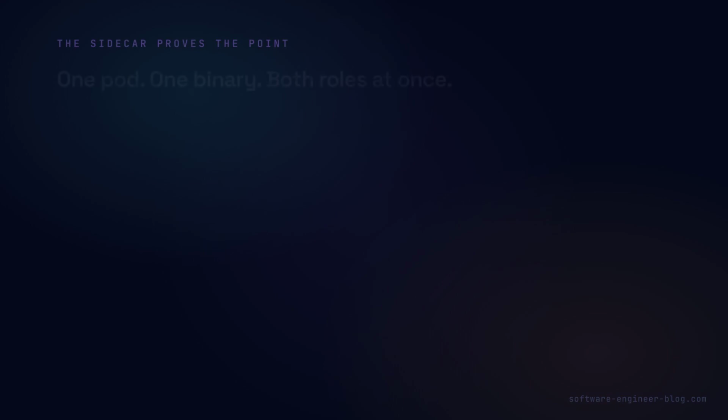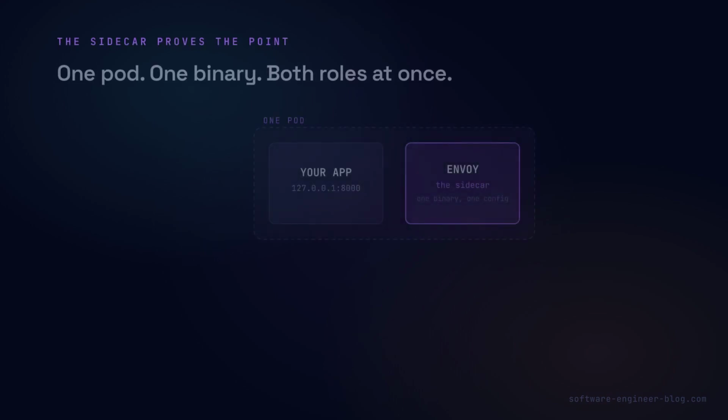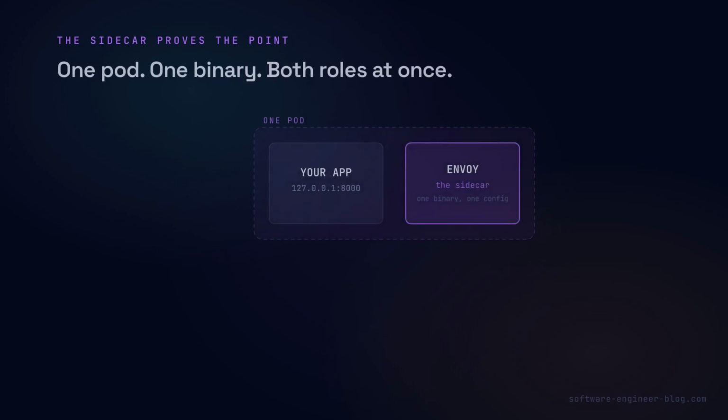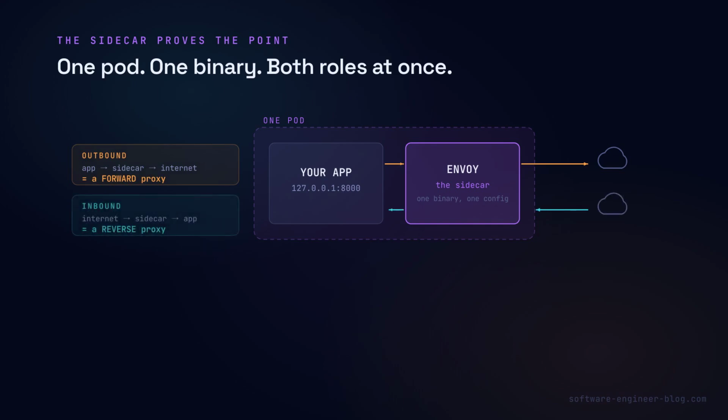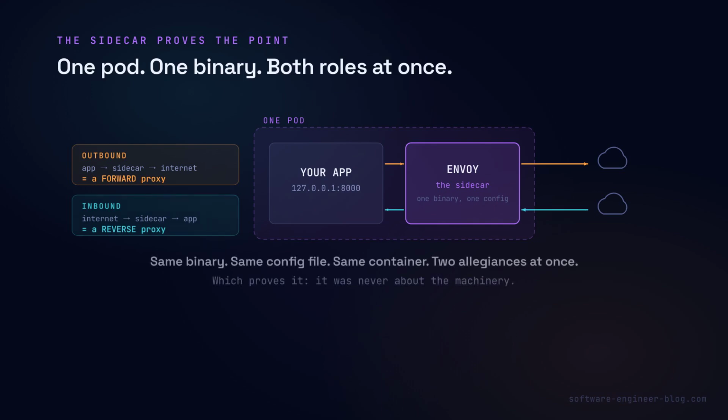One last thing, and it makes the whole distinction click. In a service mesh, every pod runs a sidecar, usually Envoy. Traffic leaving your application goes through it, that is a forward proxy. Traffic arriving at your application goes through it, that is a reverse proxy. Same binary, same config file, same container, two allegiances at once, which proves the point. It was never about the machinery.